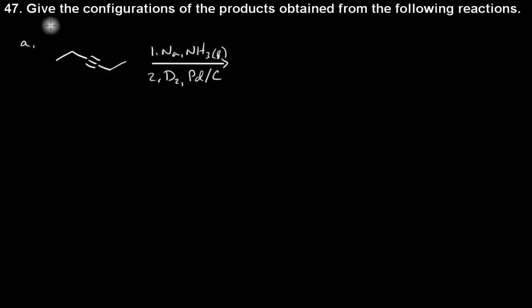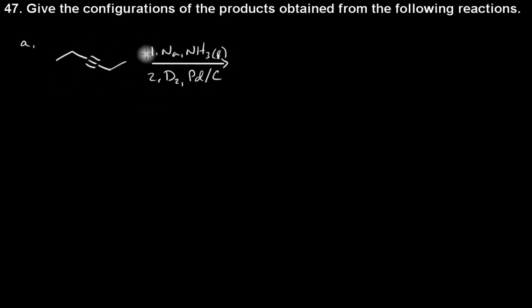Okay, so question 47. Give the configurations of the products obtained from the following reactions. This is actually not too terrible of a question. I'm just going to do sub-question A. And so basically what we have, again, this is all chapter all about alkynes, so not surprisingly we have an alkyne, an internal alkyne for our reaction.